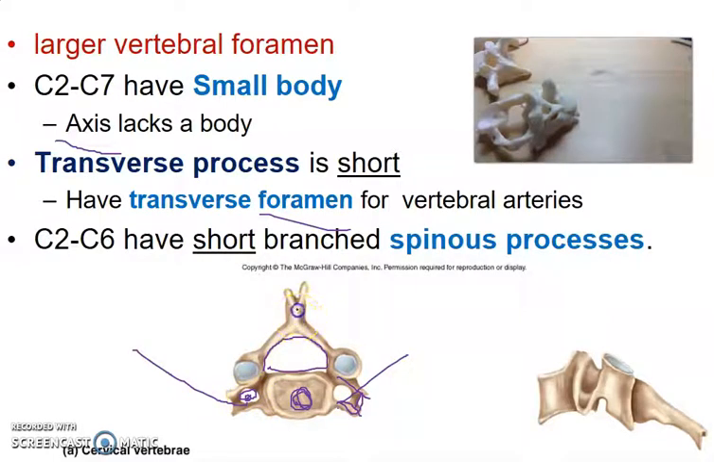Now their spinous process is called bifid. It's split and it's also very small. So on the test, I'll ask what is special about the cervical vertebrae. So we'll continue with the transverse in our next video.